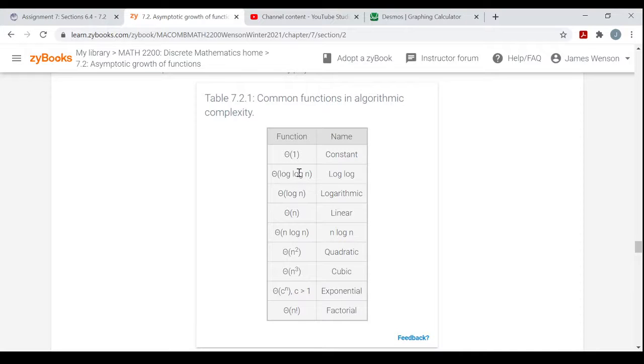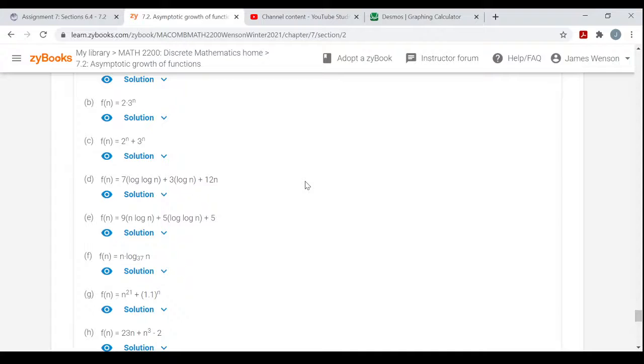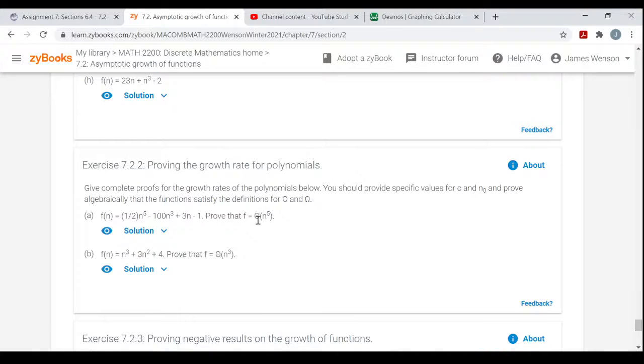All right. Then you have your additional exercises. Now, in some of the additional exercises, I do want you to prove that a function is theta of something. Now, these are just polynomials, so remember they gave you little tips up earlier on how to prove these, what you should choose for c, what you should choose for n0. So go back and refer to those if you want to write these proofs out.